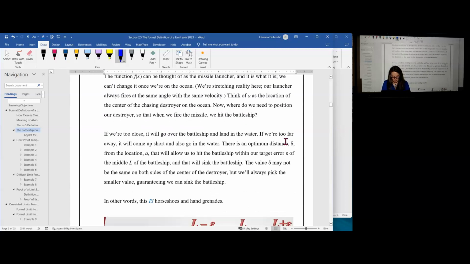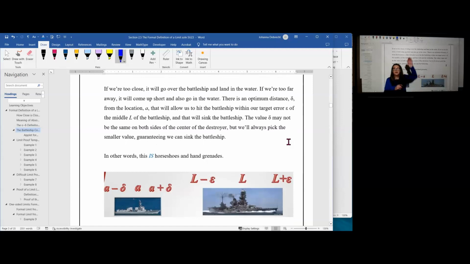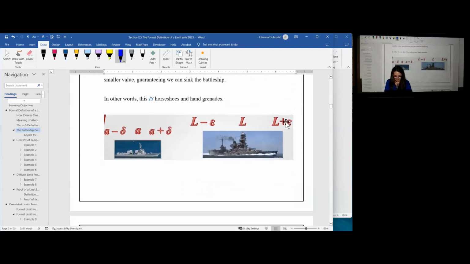If we're too close, it will go over the battleship and land in the water in front of the ship. If we're too far away, it will land too short and still go in the water behind the battleship. So our error that we're looking at for hitting the battleship is epsilon, and how we have to position ourselves to be in that firing range, that's our delta. And you can see a picture of a destroyer and a battleship here.